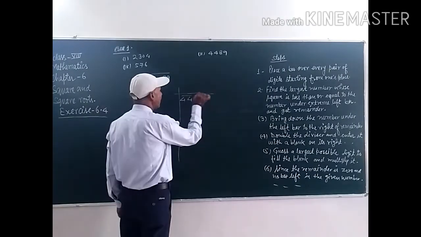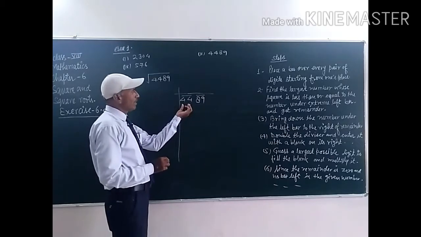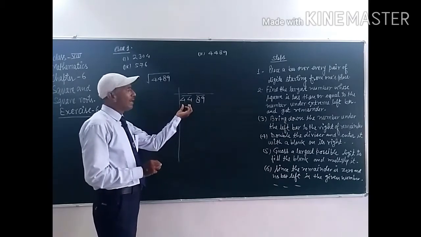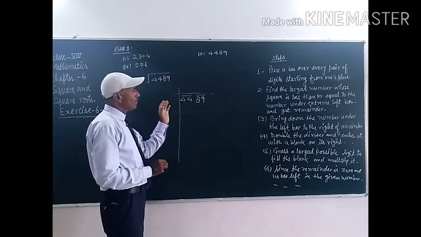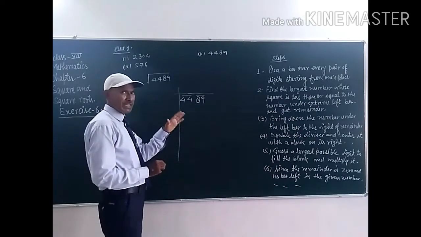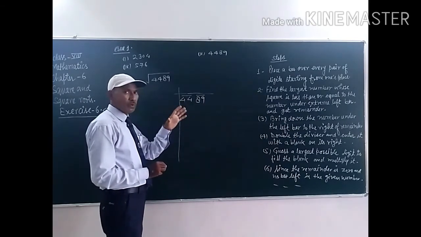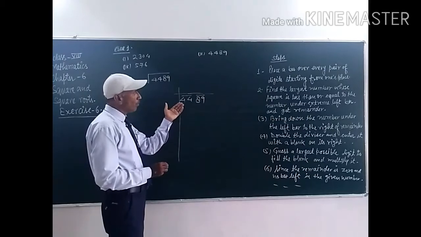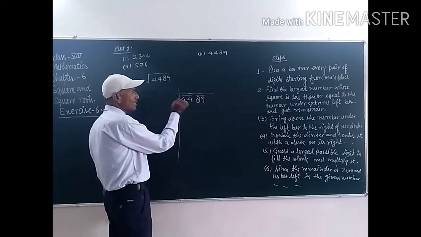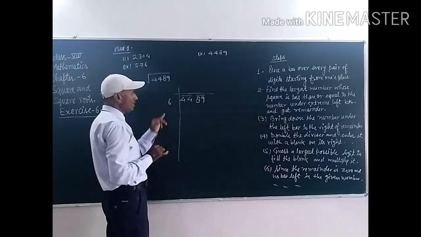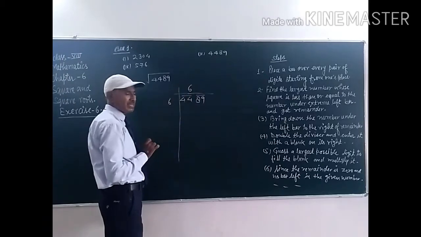In the second step, we have to guess a number whose square is less than or equal to 44. We have taken the number 7. 7 sevens are 49, that is more than 44. So we have to take one less, that is 6. 6 sixes are 36. So we write this number 6.